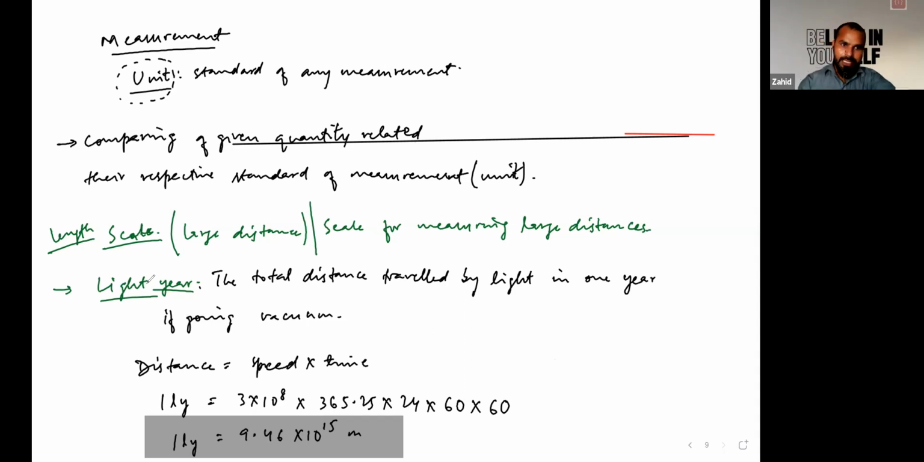So first was the light year. The next term is astronomical unit, or AU.